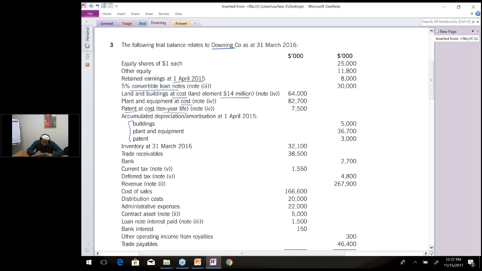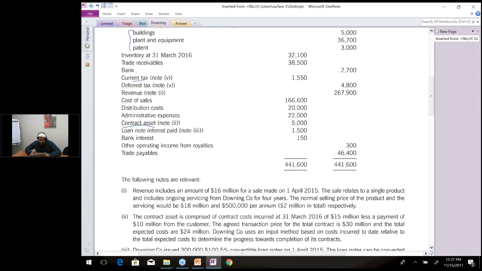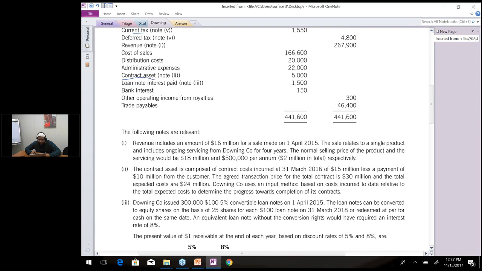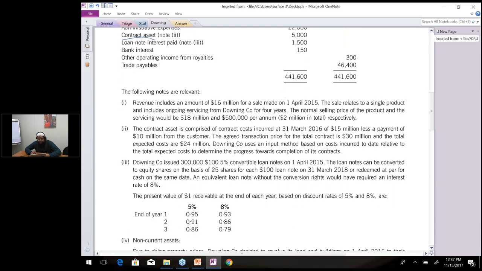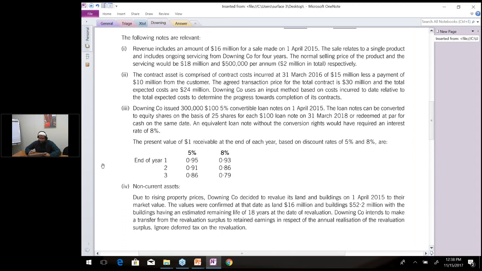And then we have inventory, receivables, bank is on the credit side. So this is again overdraft, current tax, deferred tax, revenue, cost of sales, distribution cost, administrative expenses, and then we have a contract asset, which is IFRS 15. We have loan note interest paid, bank interest, other operating income from royalties, trade payables, and then we have the adjustments. So let's start reading the adjustments first.